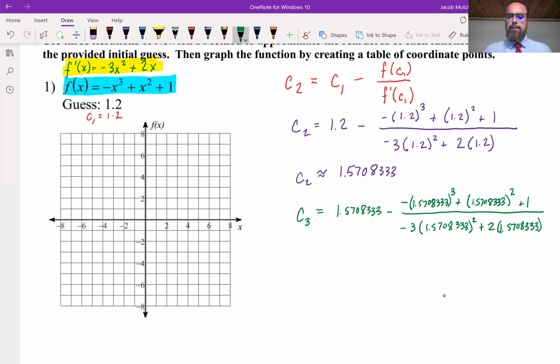So again, this is my second iteration. I'm looking to see something that's closer and closer to the zero. So let's switch over to our calculator again to calculate that.